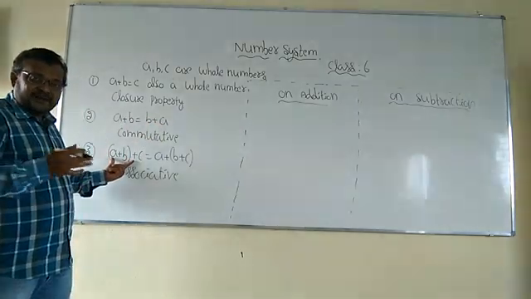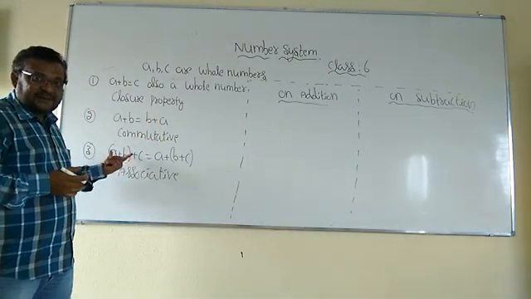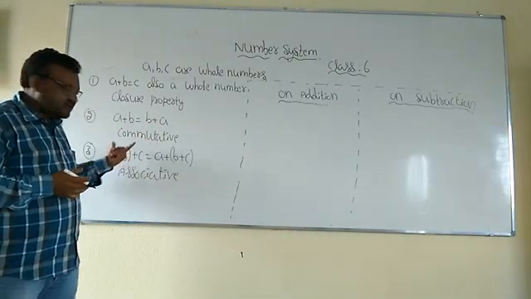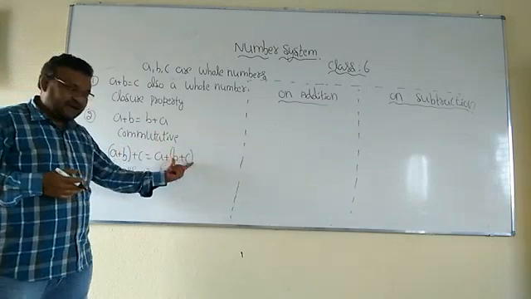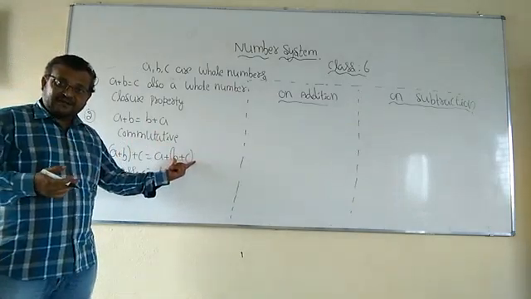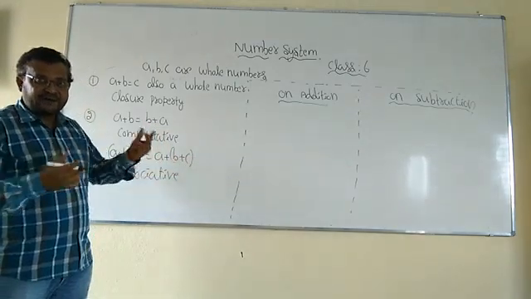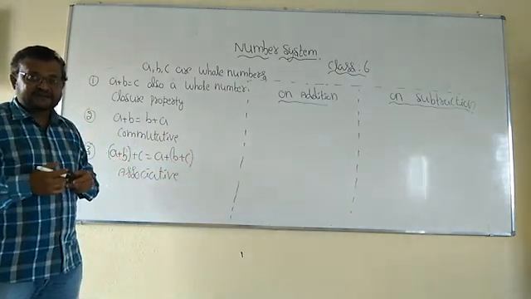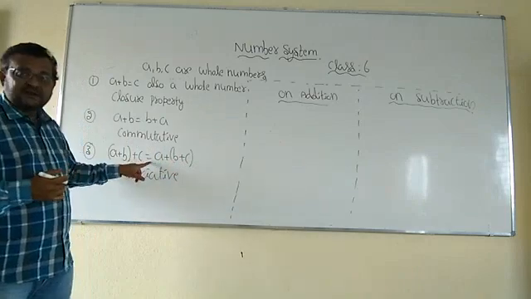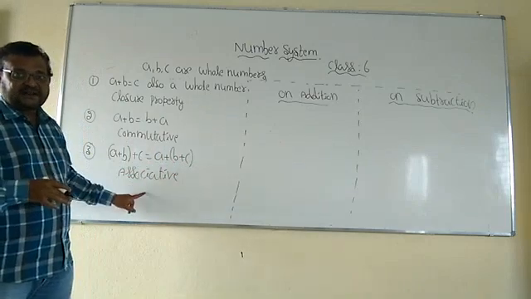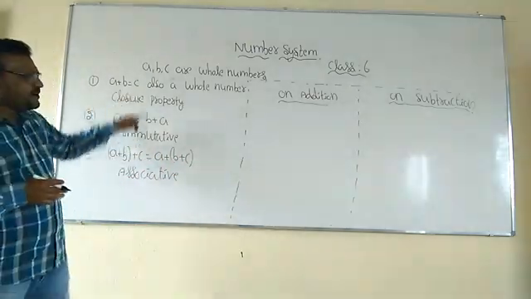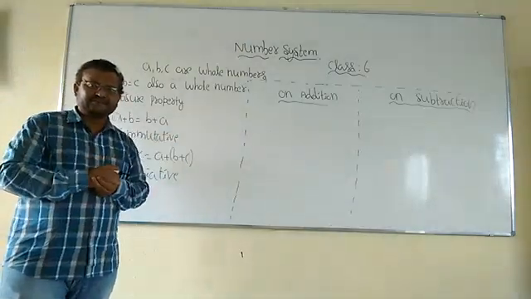Irrespective of order, if you add any three whole numbers, that means first you add the first two, then the last one, or add the second and third, then the first one, however you add in whatever order, the sum is the same, then it is called the associative property. These properties are all true under addition.